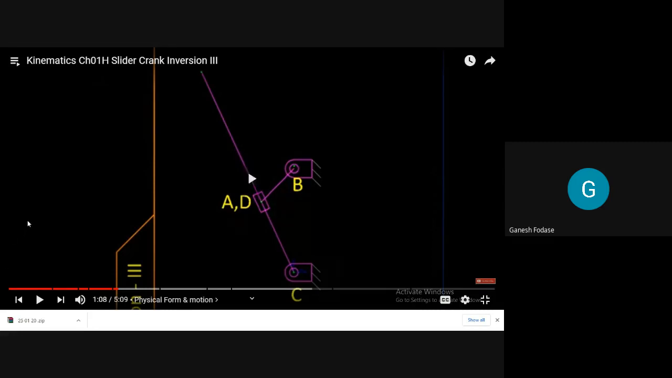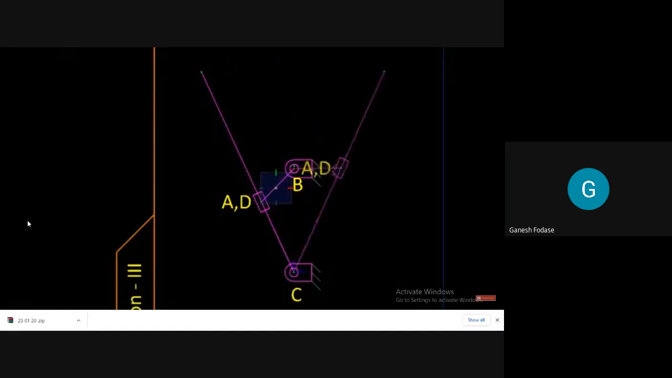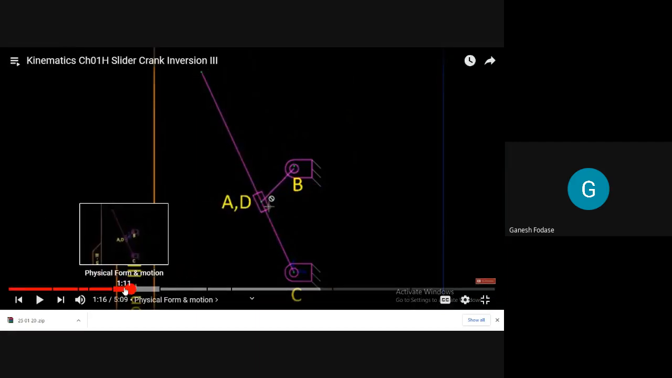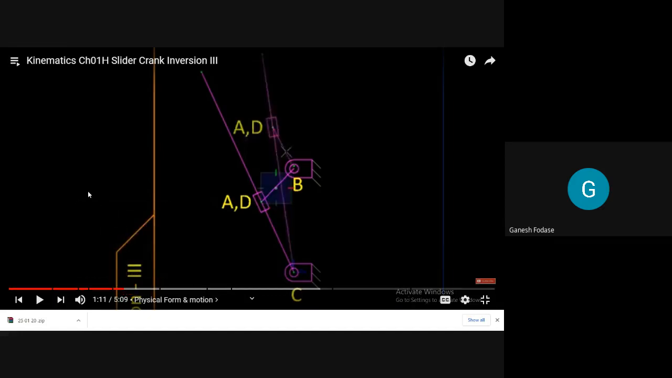Now just see this animation. You can see how this crank is rotating. Now I think you got the answer. Which link makes complete rotation? You can see this crank makes complete rotation. These are different positions.